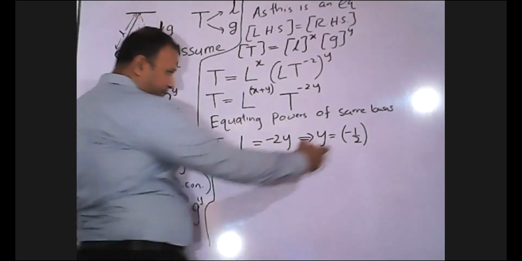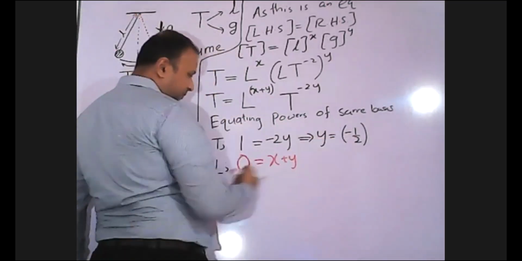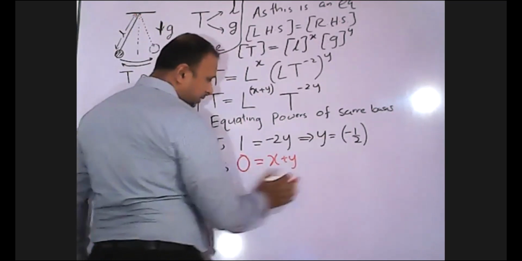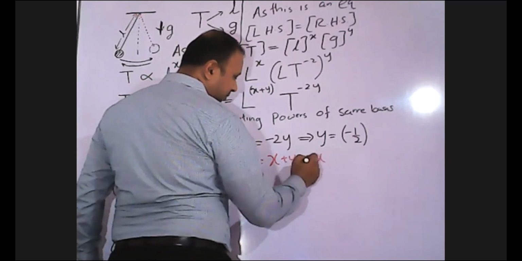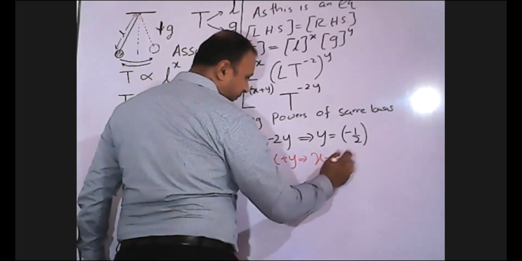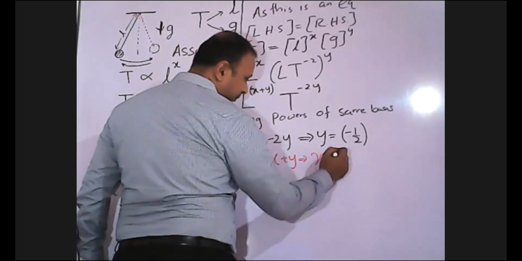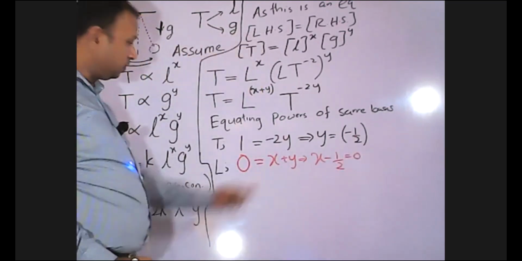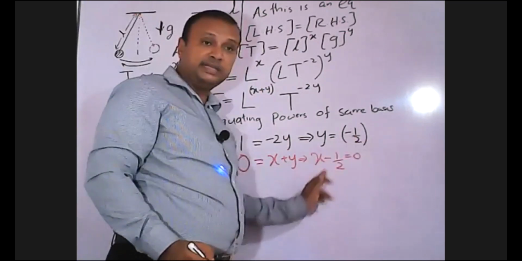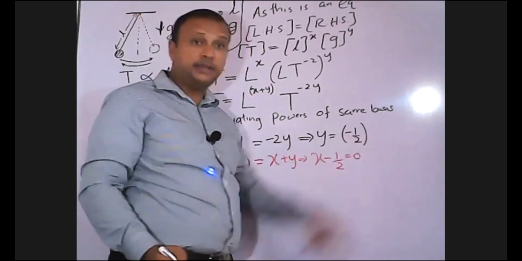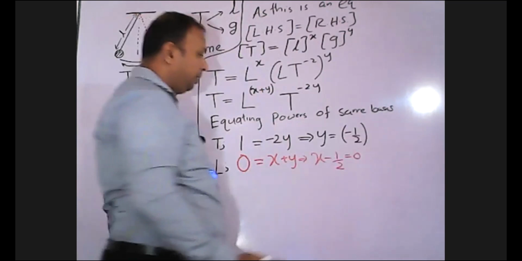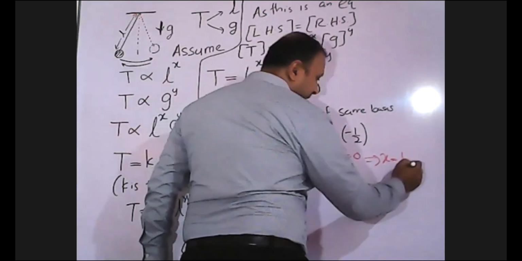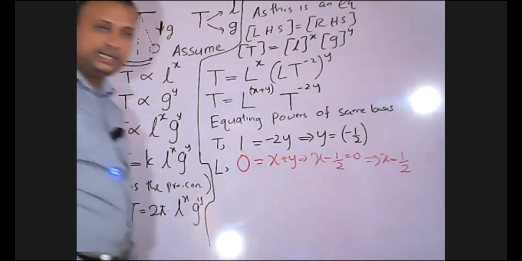So I know the value of y. It is minus half. So x minus half is equal to 0. You have to bring this minus half to the right hand side, so it will be plus half. Then I can write x is equal to plus half.